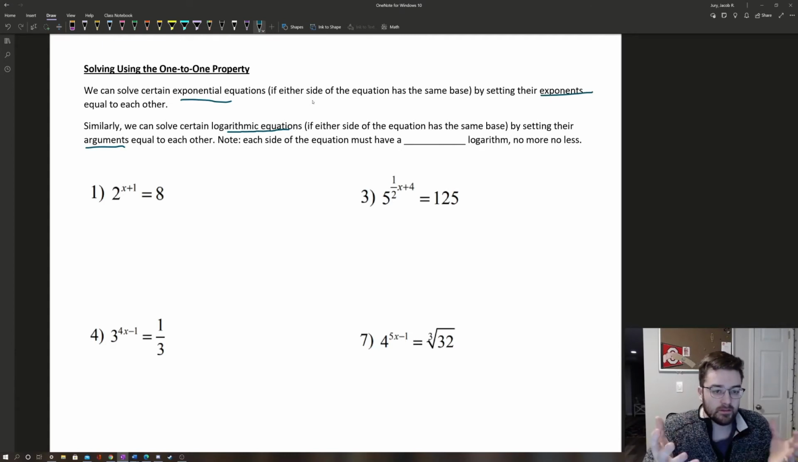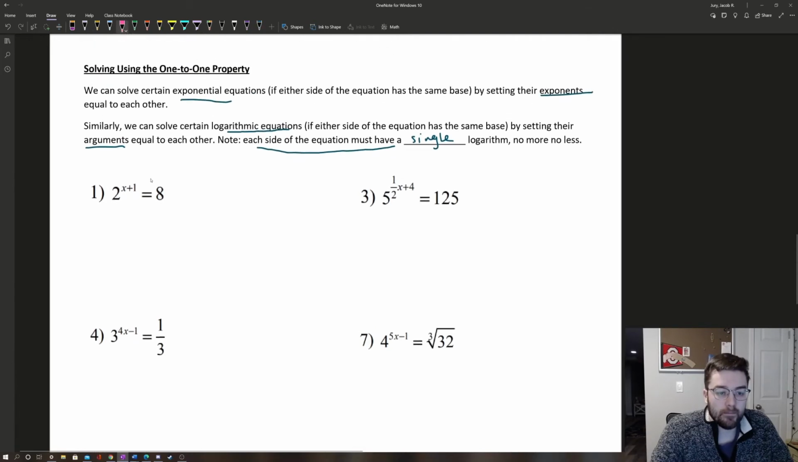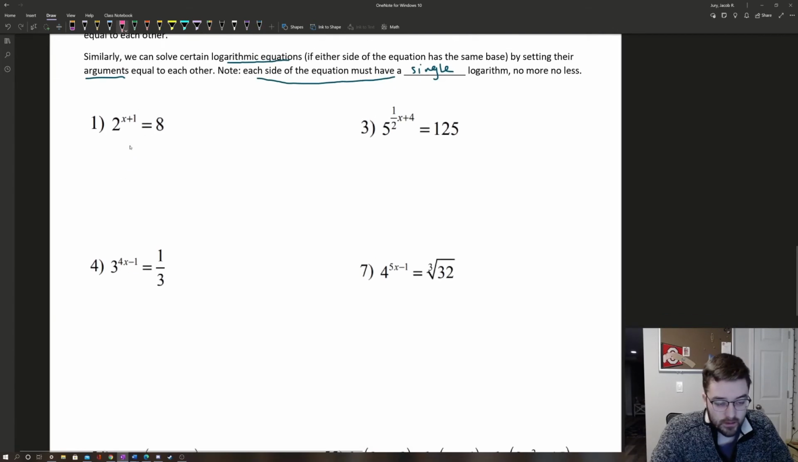And basically it just becomes this algebra 1, algebra 2 problem. And it's really important with logarithms, and I'll point this out later, that each side of the equation must have a single logarithm. If it has multiple logarithms, then you're not going to be able to use the one-to-one property. So starting off with this exponential side of things, we want 8 to have the same base as 2. So we can use the one-to-one property.